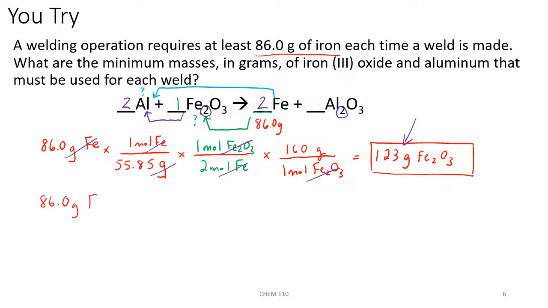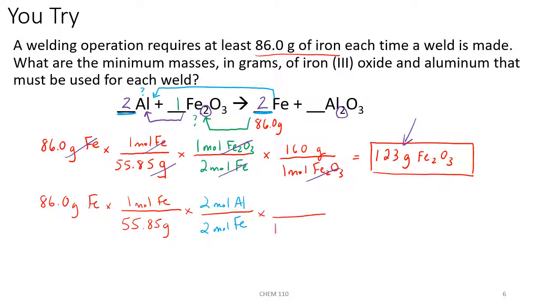86 grams of iron, and we're going to need to convert that into moles just like we did in the first setup. 1 mole of iron is about 55.85 grams. Now looking at our balanced chemical equation, this time we want to go from iron to aluminum. We can see that 2 moles of iron are produced for every 2 moles of aluminum that react.